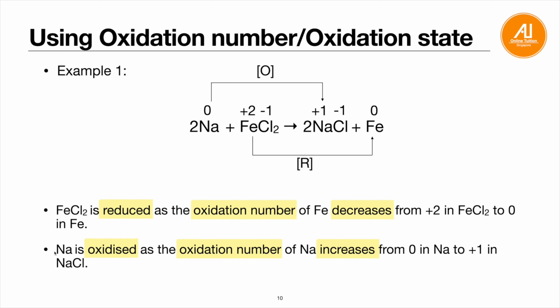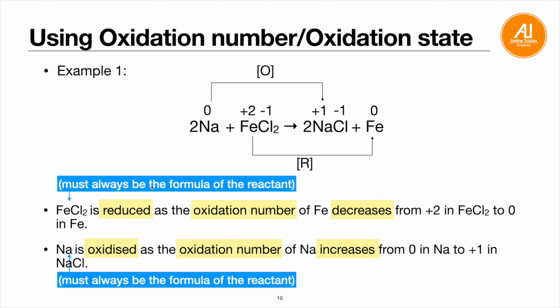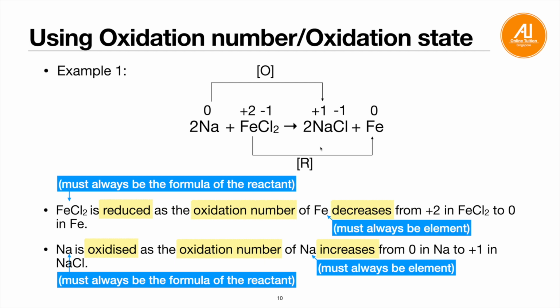Okay, in NaCl. Okay, so be careful. So this one, just a reminder, this must always be the formula of the reactant. The reactant can be an element, it can be a compound, it doesn't matter, as long as you follow the reactant formula. Okay, it must be the reactant, so watch out. And then this one, I emphasized just now already, the oxidation number of what? Of the element, it must be the element. Okay, no other way, must be the element. Same thing as sodium.